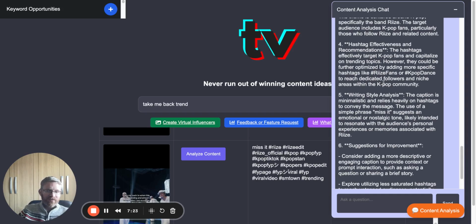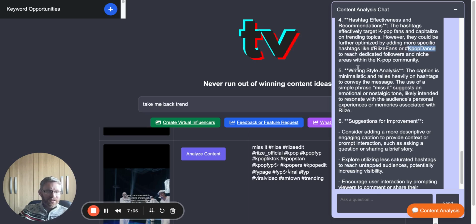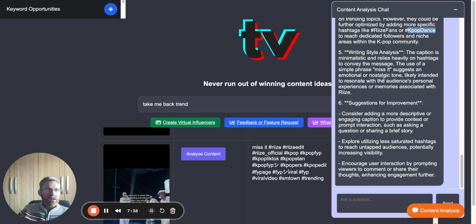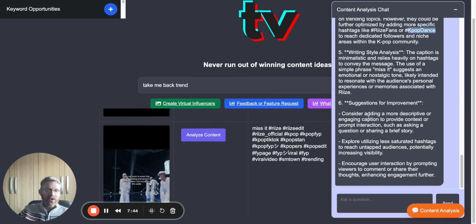Now let's look at the hashtag effectiveness. It could be further optimized by adding more specific hashtags, like this particular one here, or K-pop dance. So they'll reach dedicated followers and niche areas within the K-pop community. Then the writing style analysis: it's minimalistic and relies heavily on hashtags to convey the message. Okay, so the suggestions for improvements on this content: we can add a more descriptive or engaging caption to provide context. We can explore utilizing less structured hashtags to reach untapped audiences. And then we always encourage user interaction by prompting them to comment and share their thoughts.